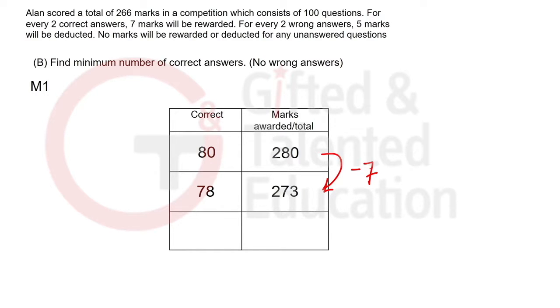So if we further decrease the number of correct questions by 2 to 76, based on our prediction, the total score must have been 273 minus 7, giving us 266. Hence, the minimum number of correct answers for part B is equal to 76.